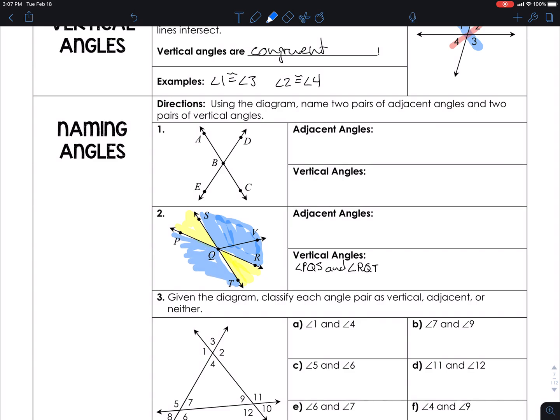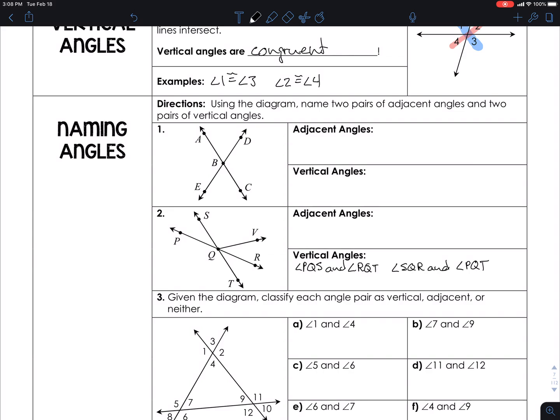Okay, so that's going to be, let's call it angle SQR and angle PQT. So those are the two angles that are vertical angles. There's no other vertical angles on that. Okay. Let's talk about adjacent angles.